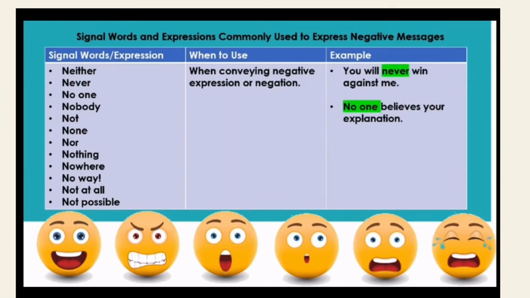Now let us have signal words and expressions commonly used to express negative messages. The signal words or expressions are as follows: neither, never, no one, nobody, not, none, nor, nothing, nowhere, no way, not at all, not possible. We use these when conveying a negative expression or negation.